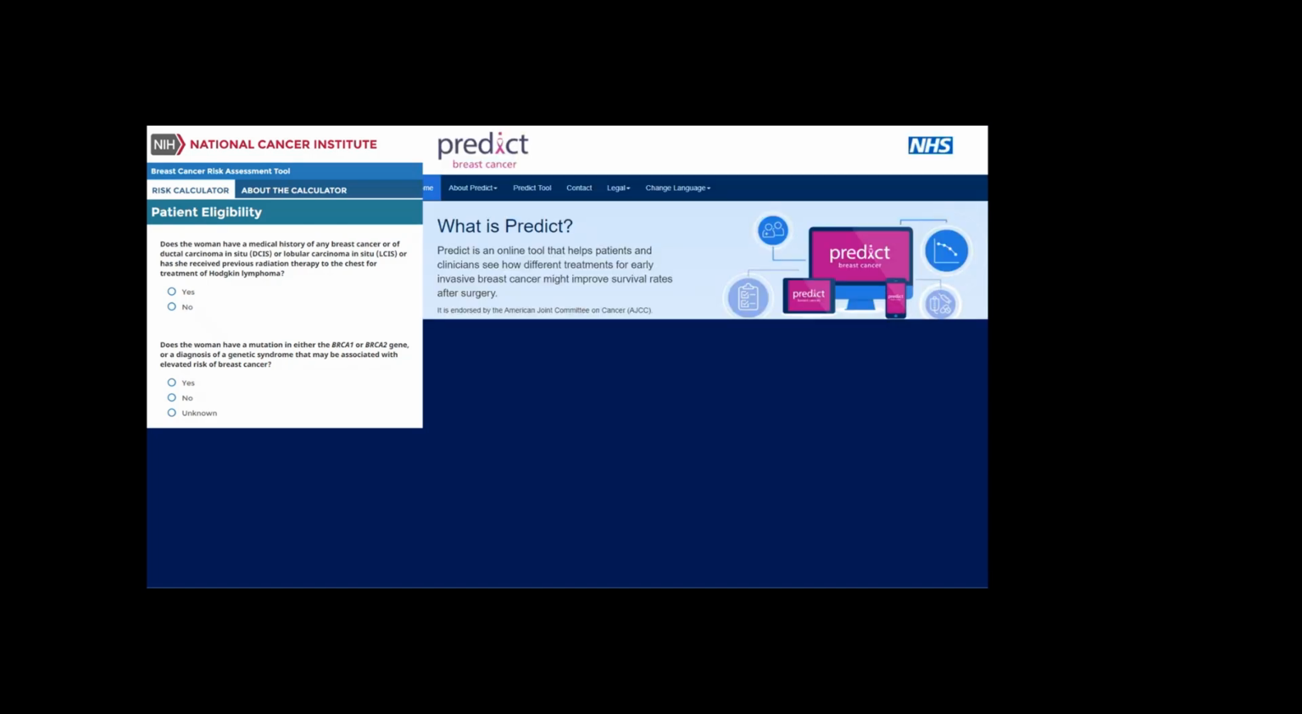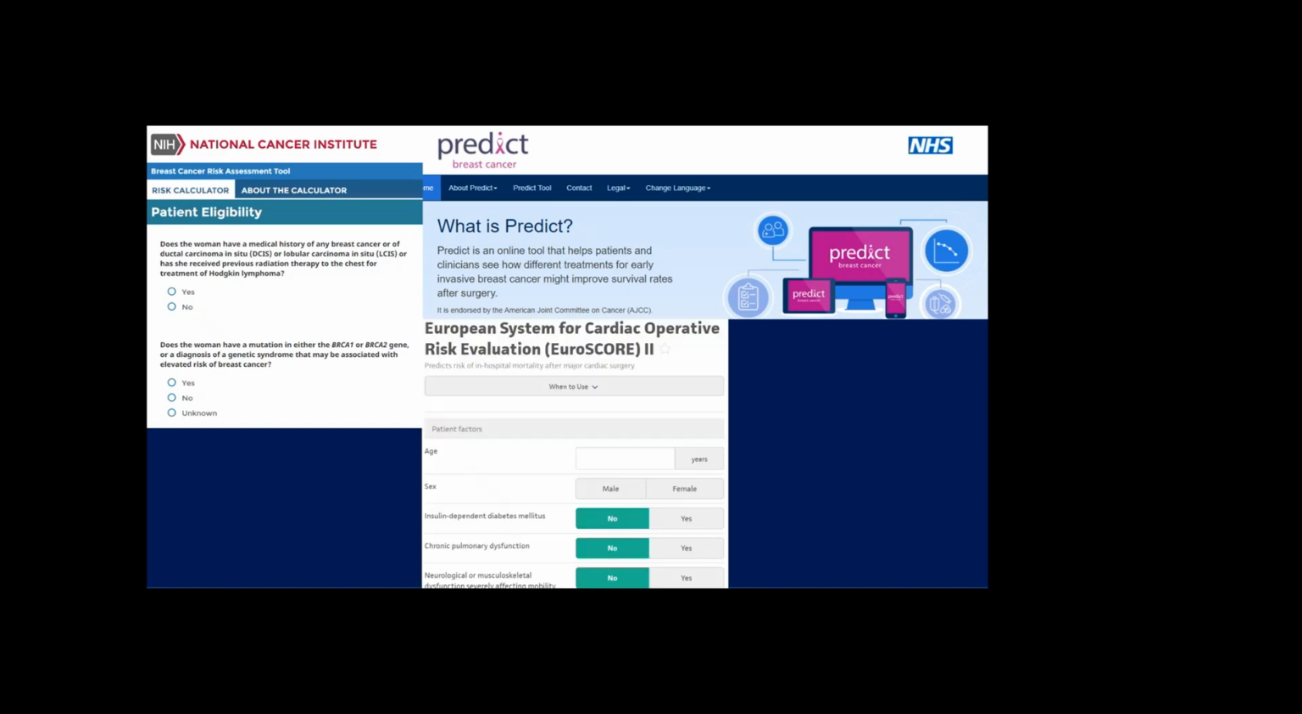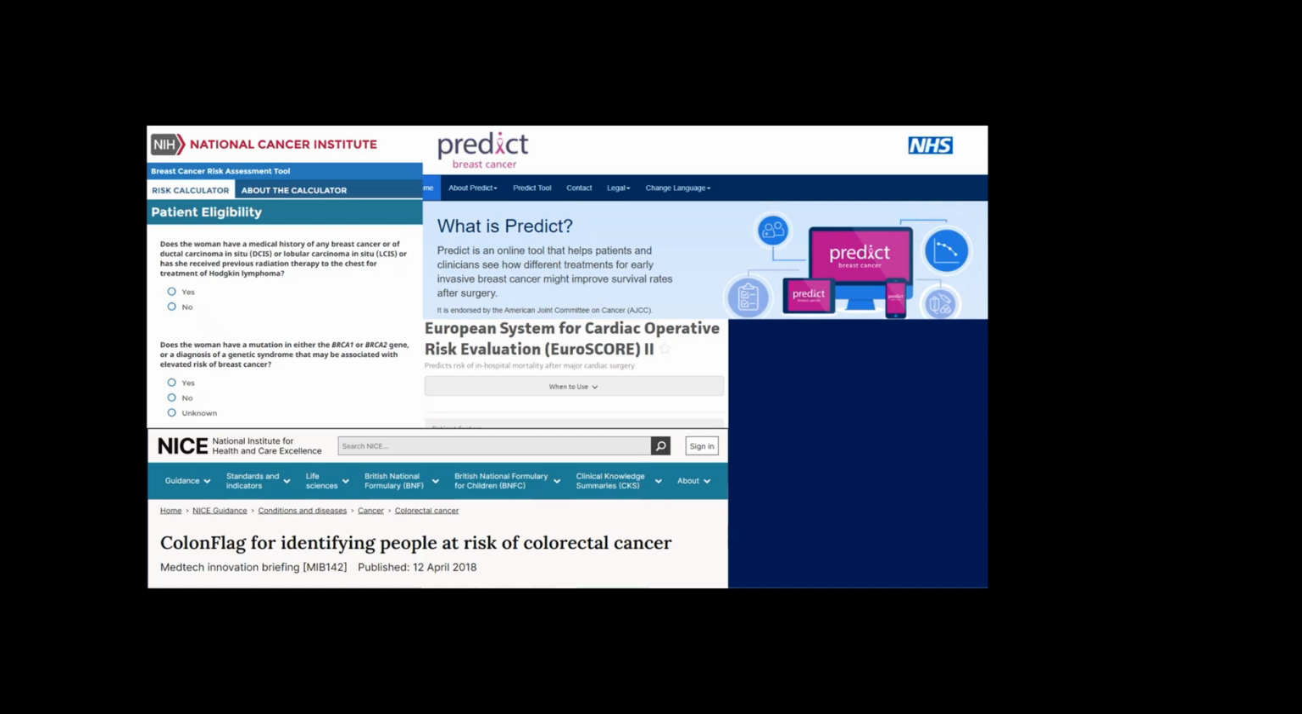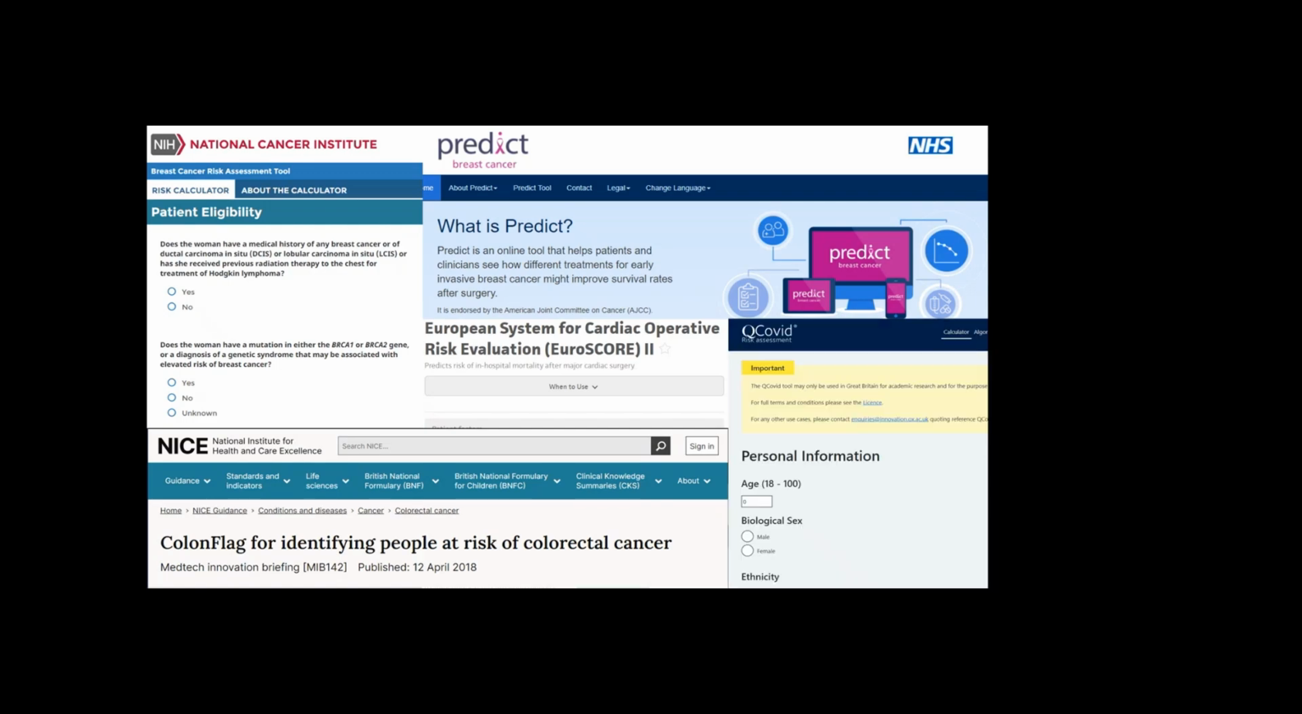Here we've got risk calculators that we can find in various different ways. We've got the Predict breast cancer prediction model. We've got Euroscore. You've got ColonFlag. And various others, like QCOVID. There are many out there that we see and interact with, and patients are interacting with on a daily basis.